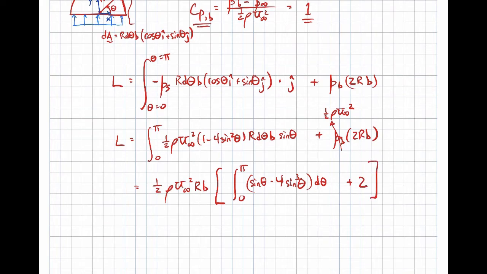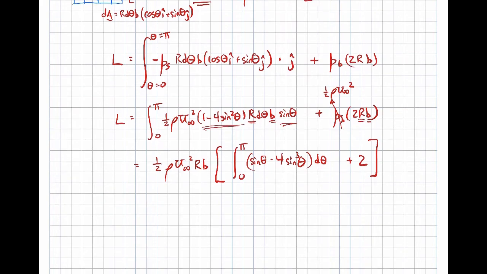There, I think I've done everything correctly here. What I've done is I've just pulled the 1/2 rho U infinity squared outside. I also pulled out an R and a B from both of those. And then I also multiplied through by the sine theta into here. And then at this point, we can go ahead and evaluate this integral. So that gets us into the calculus part. I'm not going to go through the details of that, but it should be relatively straightforward to do.